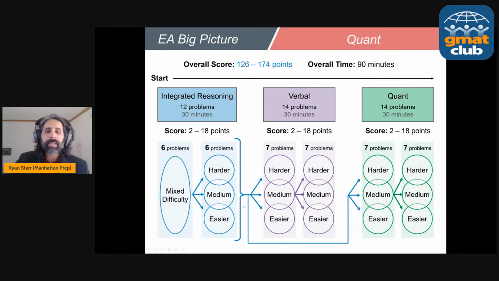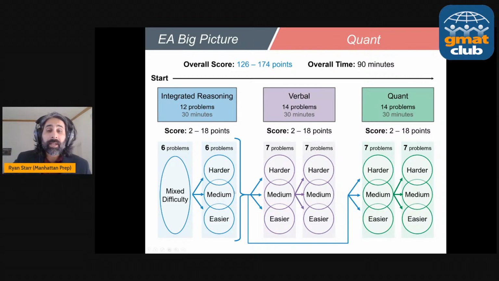The one other thing to say about the test here, just in terms of structure, and you might gather this from this complicated arrow system, is your performance in IR dictates your starting difficulty in verbal and your starting difficulty in quant. And so does that really mean anything for your score potential in verbal or quant? No. If you do really badly in IR, you can still go on to get a perfect score in verbal and a perfect score in quant. I've seen it happen.